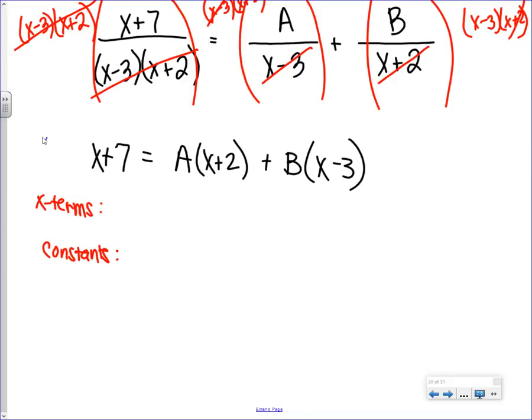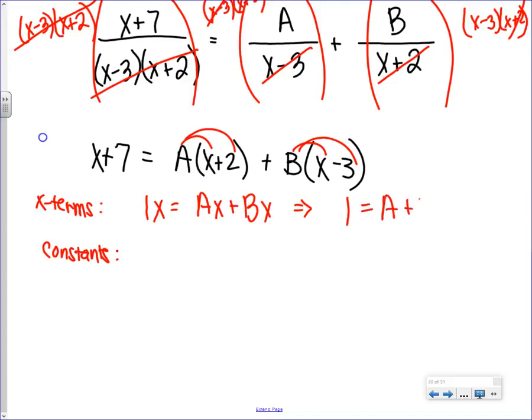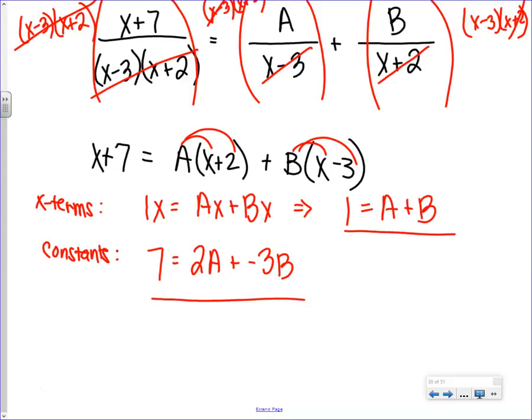But long story short, if I take all of my x terms, I have one x from the left, and on the right, I would get x terms of ax plus bx. And if I divide everybody by x, I get 1 equals a plus b. And constants, from the left side I get 7, and from the right side I get 2a that has no x, and -3b that has no x either. And all of a sudden I have a system of equations.